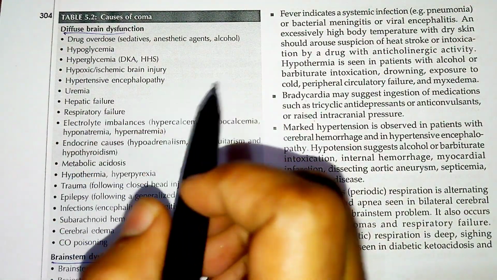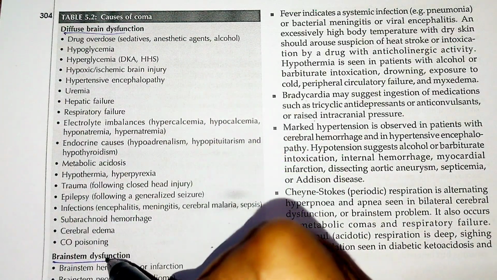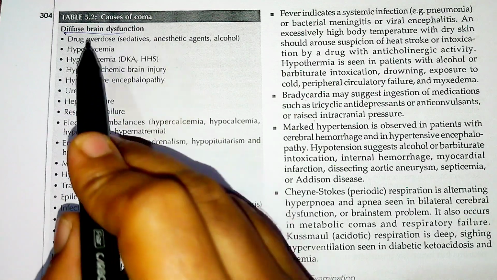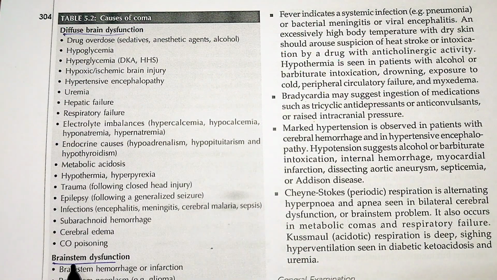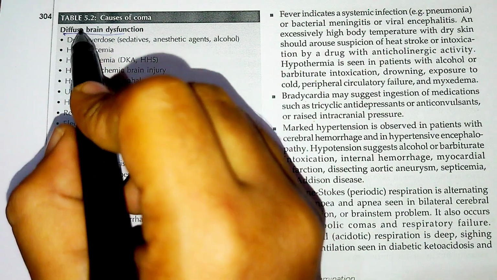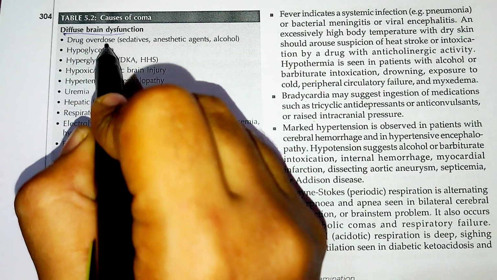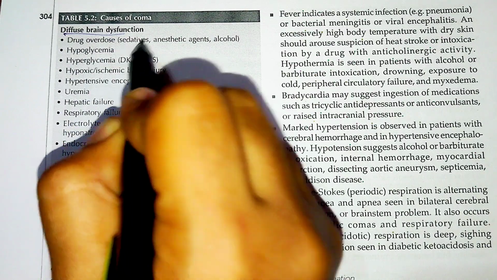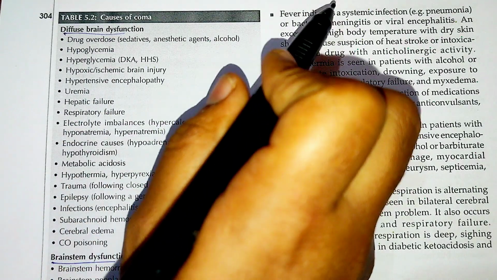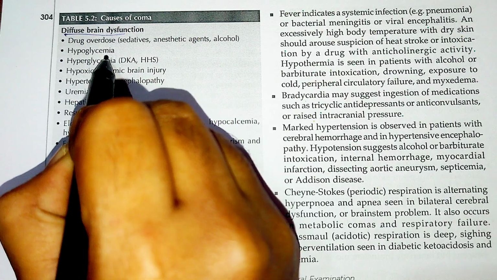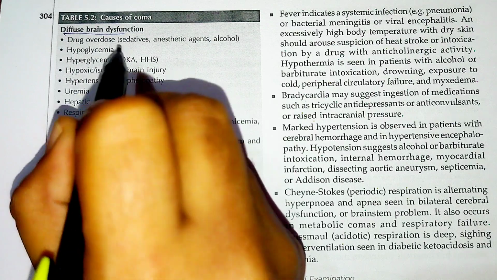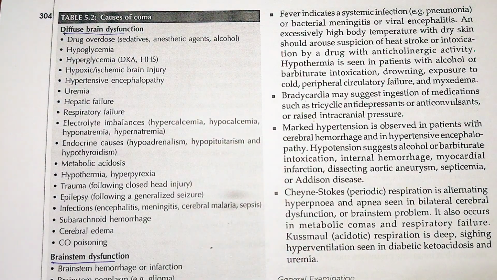Causes of coma are actually divided into two. We are going to see the causes of coma under two topics. One is diffuse brain dysfunction, and the other one is brainstem dysfunction. In diffuse brain dysfunction, drug overdose is one of the causes of coma. Overdose of sedatives, anesthetic agents, and alcohol results in coma. Metabolic conditions like hypoglycemia and hyperglycemia cause coma. In hyperglycemic conditions, diabetic ketoacidosis and all will result in coma.